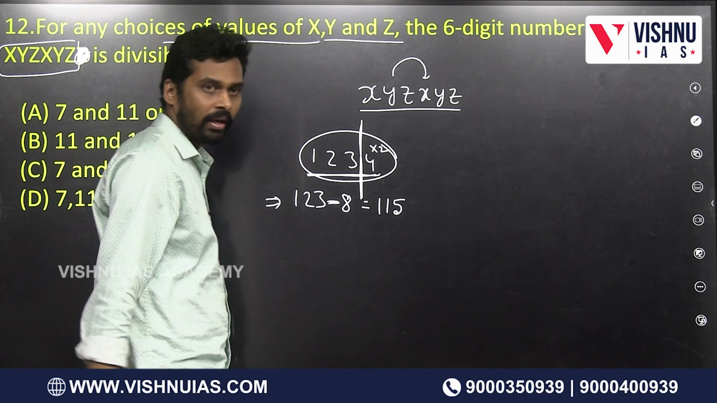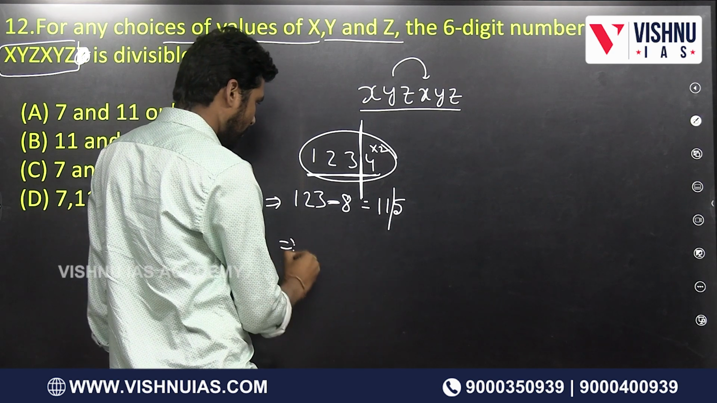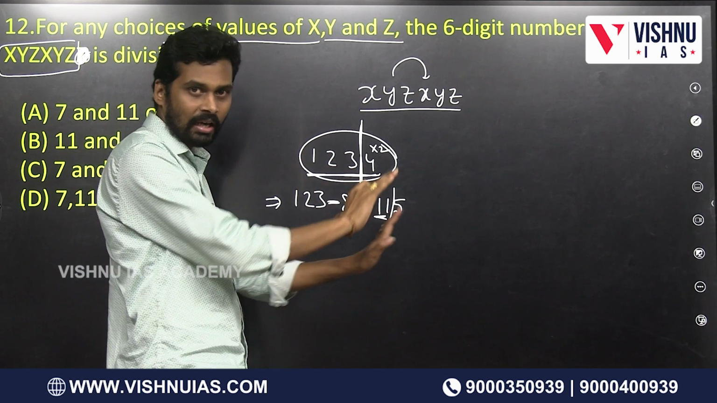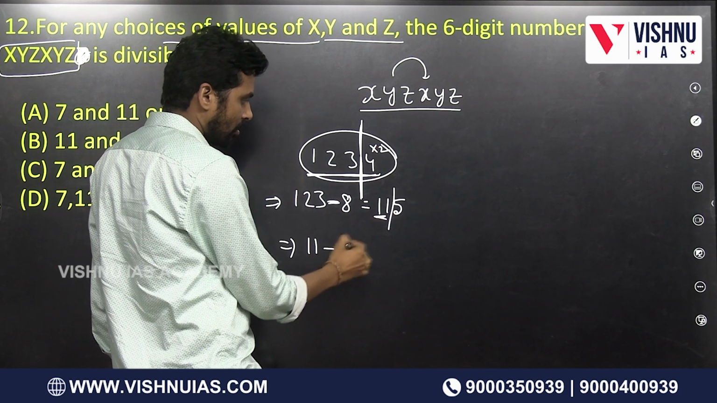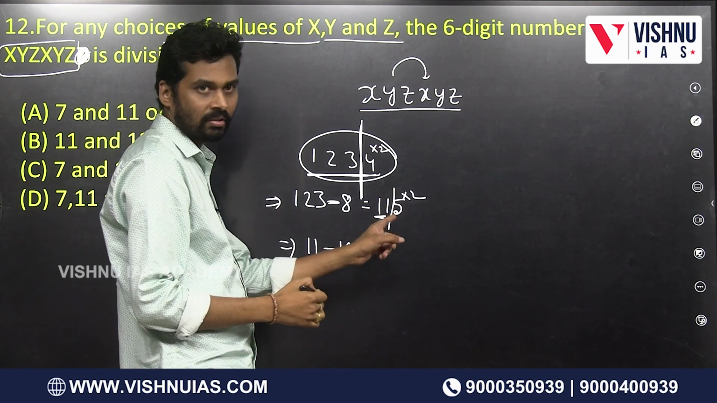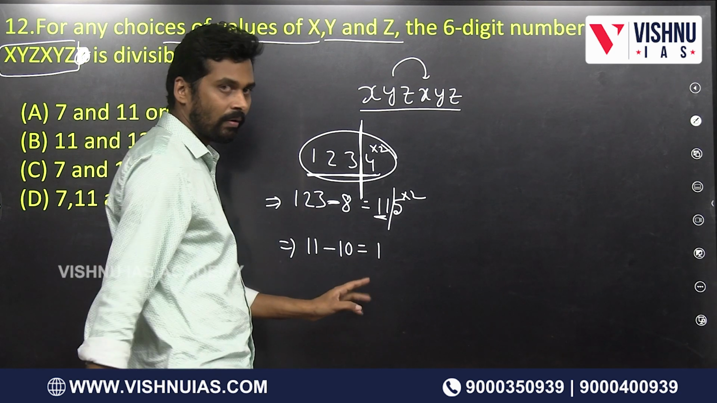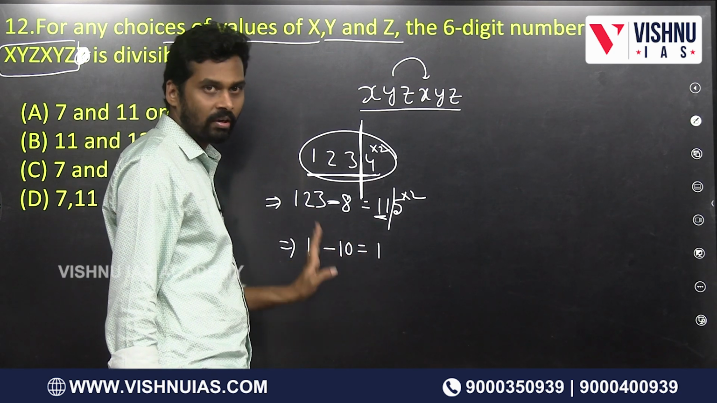So what is the value? 115. Now again you take this number, leave the last digit and take the remaining numbers. 2 into 5 means what? Again multiply the last digit with this 2. Now you check whether the result is divisible by 7 or not.